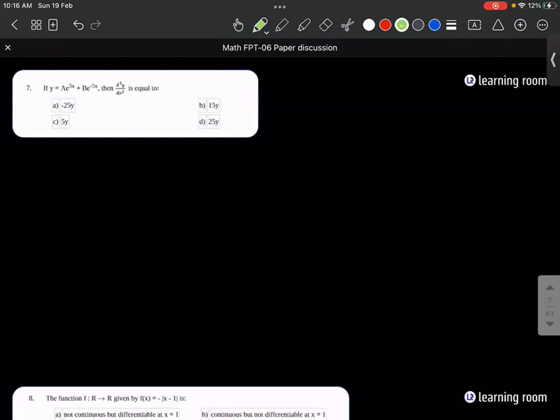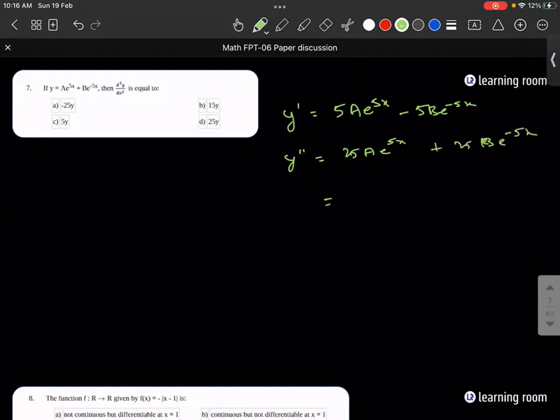Seventh one. Y is equal to A into e power 5x plus B into e power minus 5x. Then d square y by dx square is equal to? So what is y dash equal to? Y dash is 5A e power 5x minus 5B e power minus 5x. So y double dash will be equal to 25A e power 5x plus 25B e power minus 5x. So this will be 25 times y. So answer will be D.